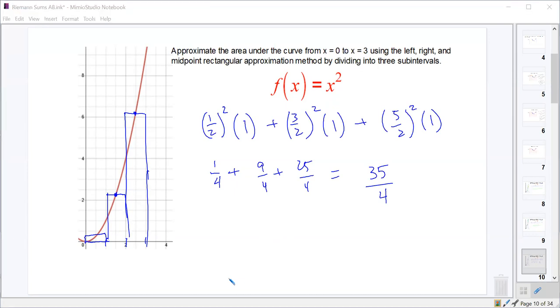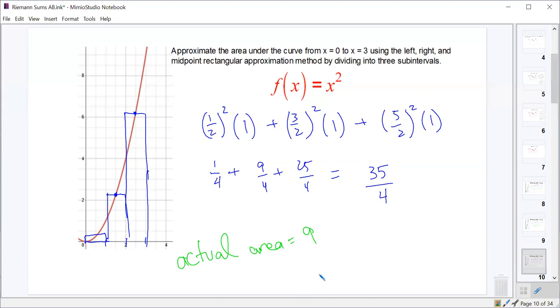I'll let you know that the actual area, which is very easy to find once we learn how to do our integrals, is actually 9. We ended up with just 3 subintervals from 0 to 3, so intervals of 1 unit length, and using a midpoint approximation, we ended up at 8 3/4 rather than 9. We were awfully close.